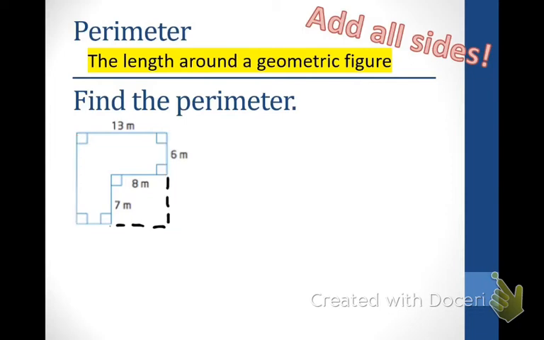So what you're going to do with your highlighter, highlight all these vertical lines. Just highlight them. So, if from here to here is 6 and here to here is 7, what is the full length of the line? 13 meters.